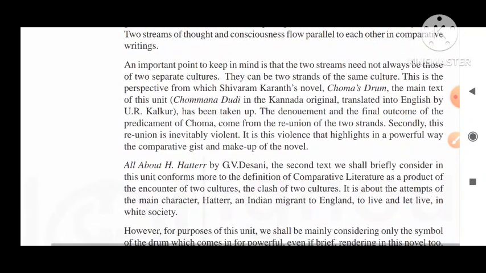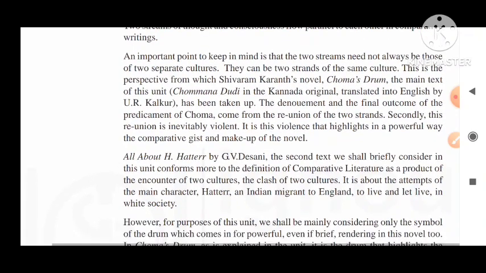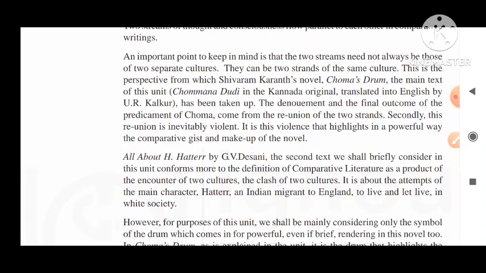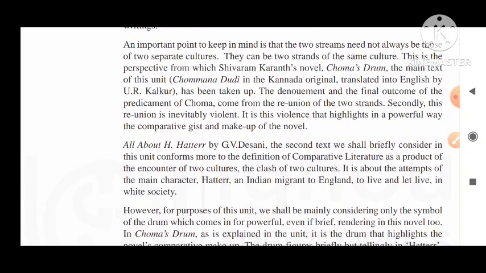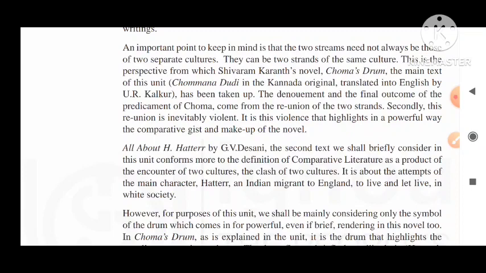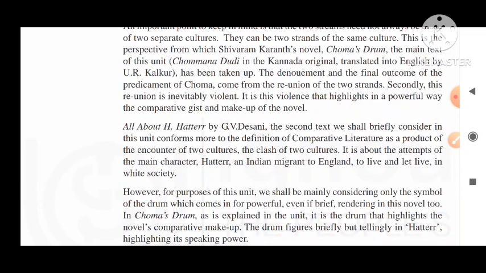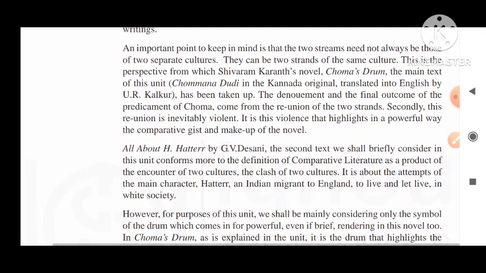An important point to keep in mind is that the two streams need not always be those of two separate cultures. They can be two strands of the same culture. This is the perspective from which Sivaram Karanth's novel Choma's Drum, the main text of this unit, Choma's Dudi in the Kannada original, translated into English by U.R. Kalkur, has been taken up.